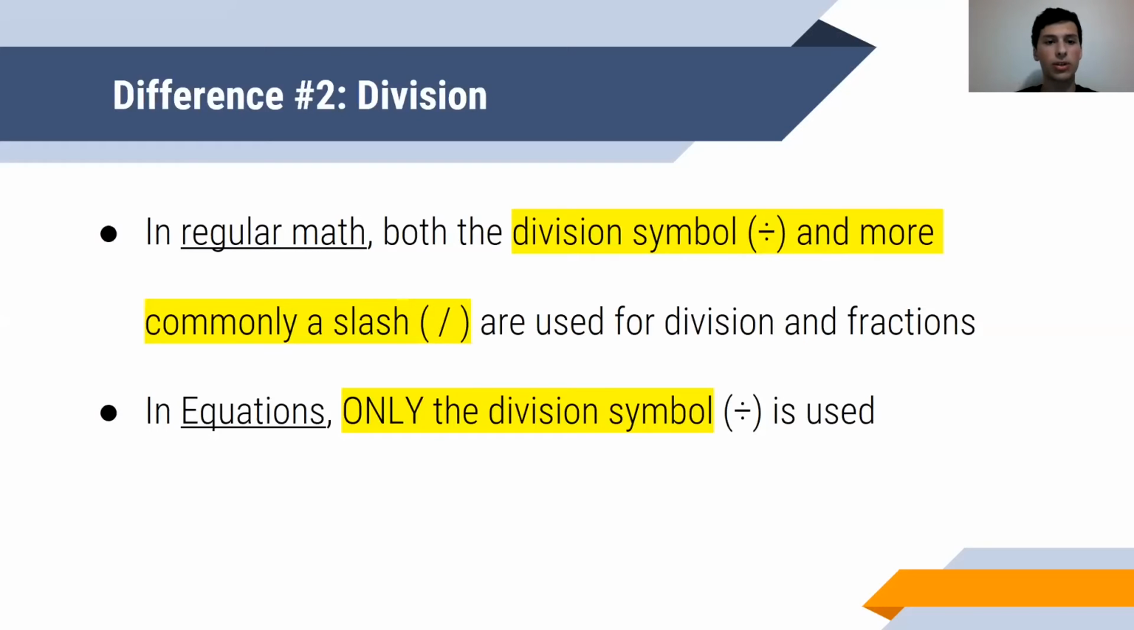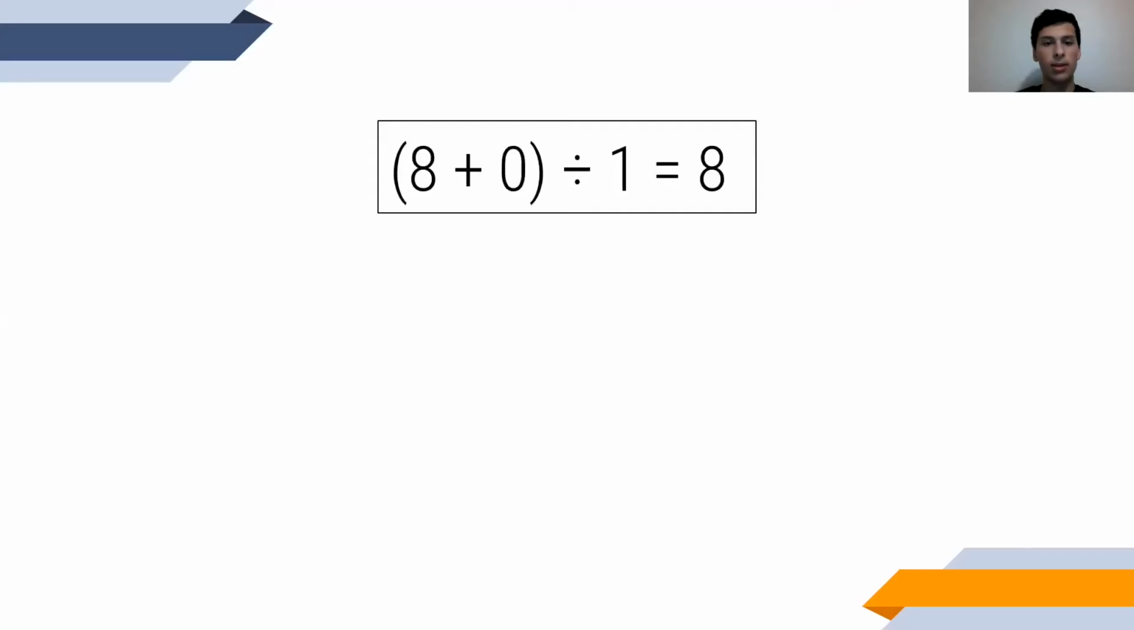Next one here is division. So in regular math, you can use the division symbol, and then more commonly, you can use a slash for division and fractions. But in equations, you can only use the division symbol. So let's look at this example here. 8 plus 0 in parentheses divided by 1 equals 8. This is correct because the division symbol is being used.